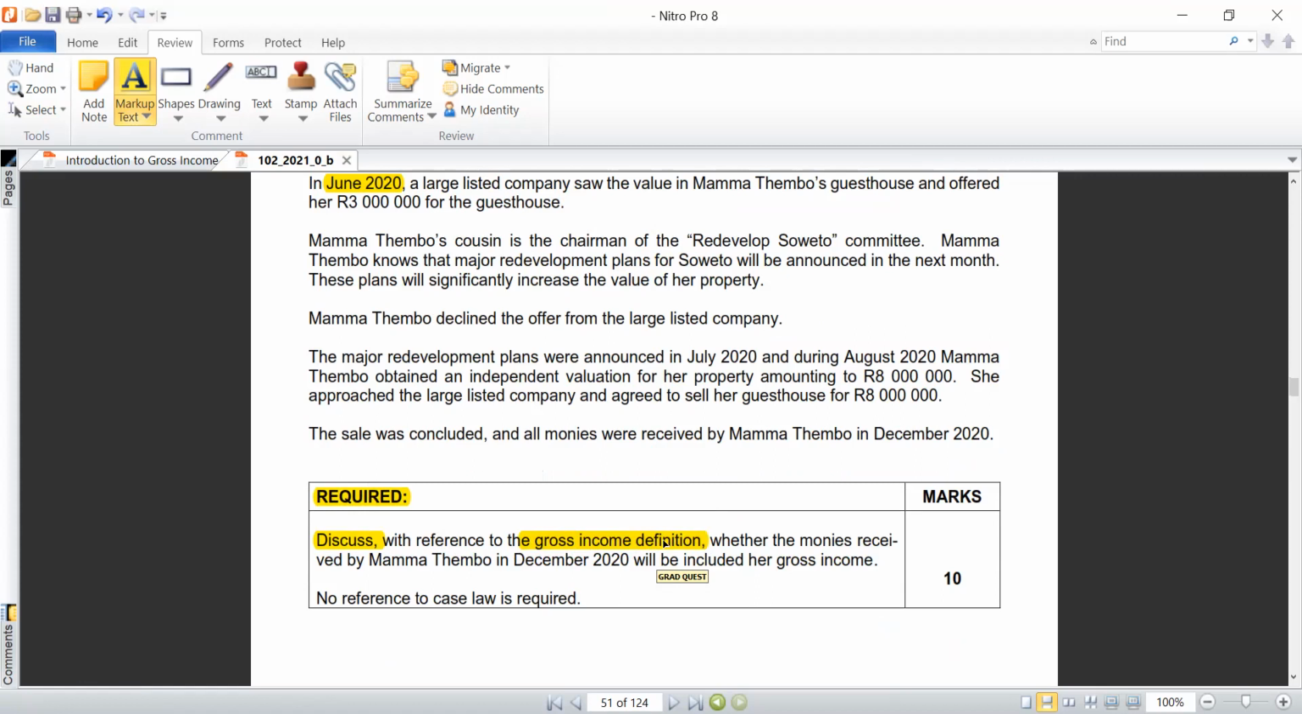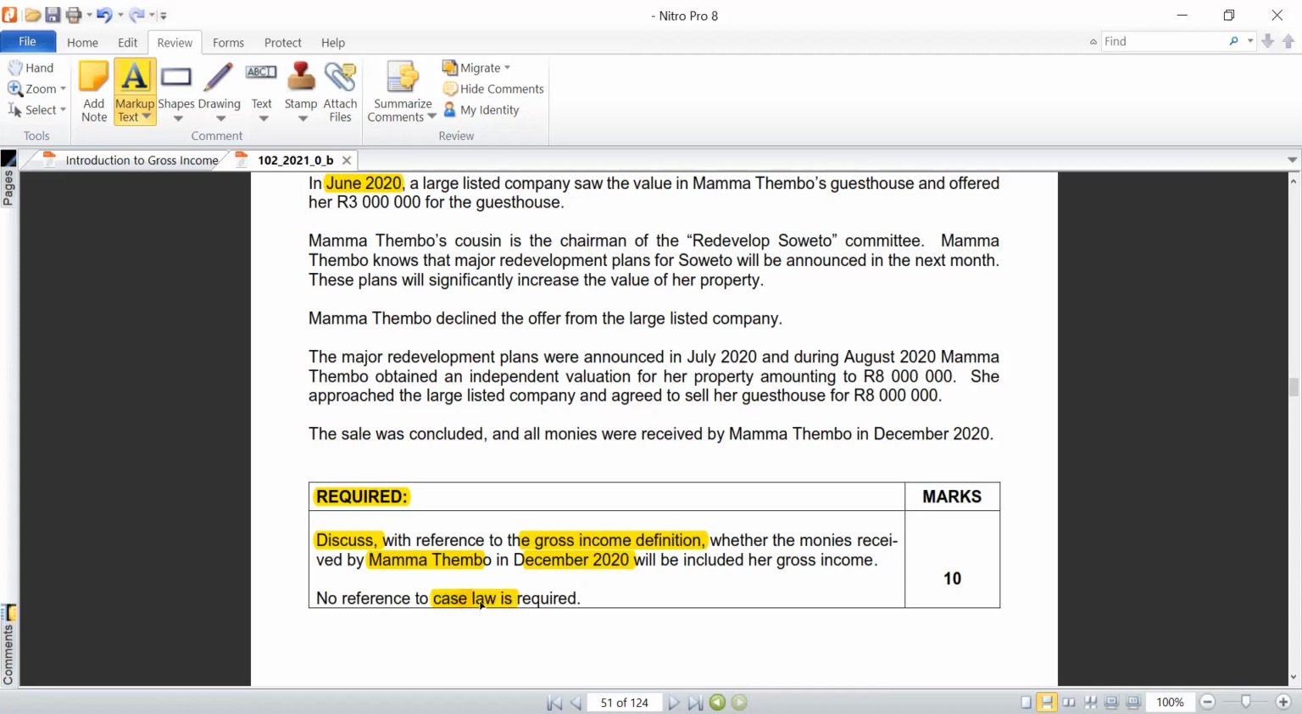The total amount in cash or otherwise received by, accrued to, in favor of a taxpayer, other than receipts or accruals of a capital nature. All of those should begin to revolve in your mind, right? So it's important. But let's continue. Let me read the question again. They say, discuss with reference to the gross income definition, whether the money received by Mama Tembo in December 2023 will be included in her gross income, and no reference to case law is required. If you look in your 2024 tutorial letter, it will be showing something like 2023, right?